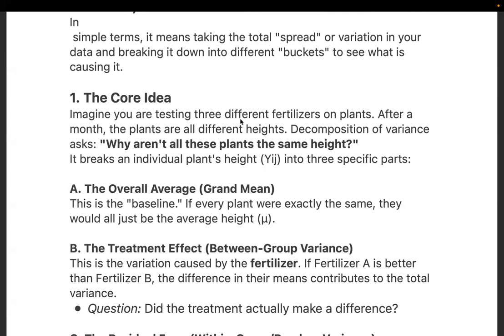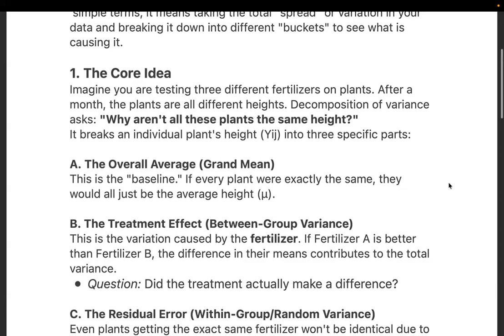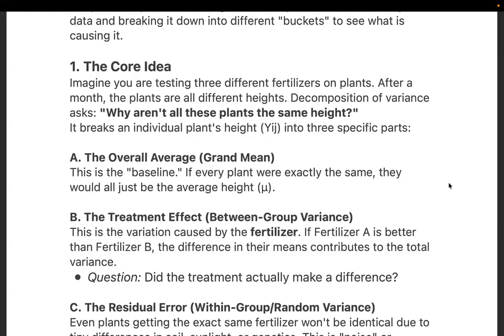Imagine you are testing three different fertilizers on plants. After a month, the plants are all different heights, right? Three different fertilizers, and the plants turn out to be of different heights. Decomposition of variance asks, why aren't all these plants the same height? Why are they different? It breaks the individual plant's height, Yij, into three separate parts. So why is there variation?